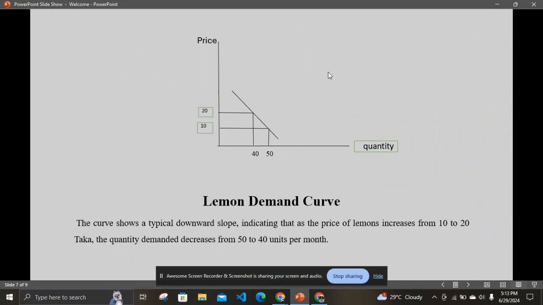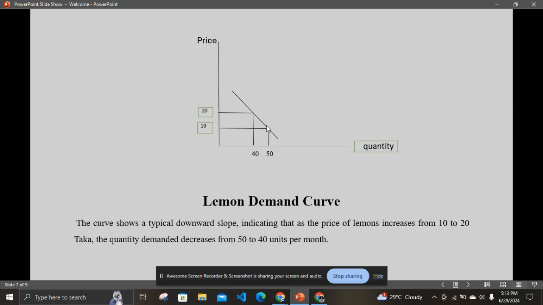So in the first place, it is the lemon demand curve. Here is the price, and in the vertical axis we can see the quantity. When the price is 10 taka per glass, the quantity is 50 cups per month. When the price shoots up from 10 to 20 taka, the consumption is decreased from 50 cups per month to 40 cups per month. So we can see the curve shows a typical downward slope.